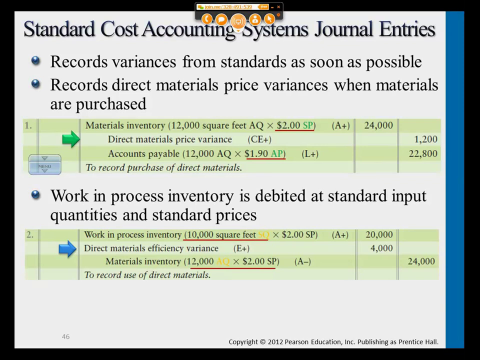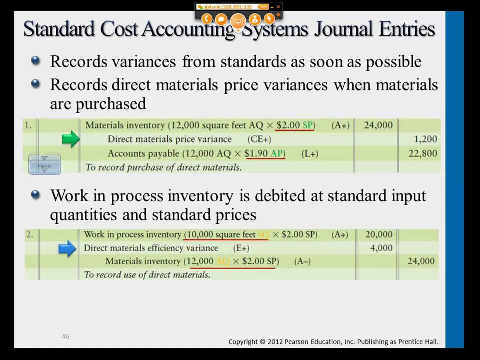So entry 1, that's the top of the slide for you. We're going to record the debit to materials inventory at 24,000. That's the recording of the actual quantity of the vinyl that they purchased. They purchased 12,000 square feet of actual quantity, and the $2, which is SP. What is SP? That's our standard price, meaning it's budgeted. It's given to you per square foot, so you multiply by 2 and you get the number that you're going to be debiting.